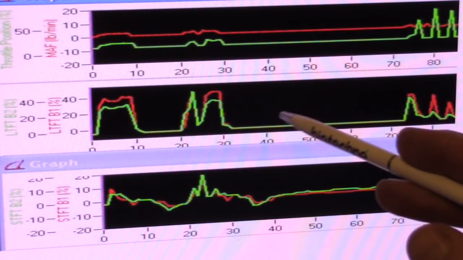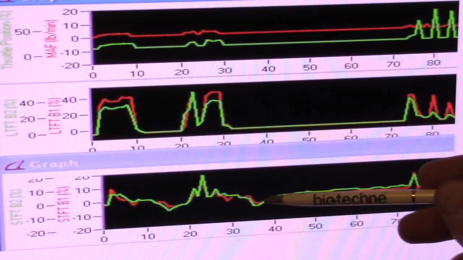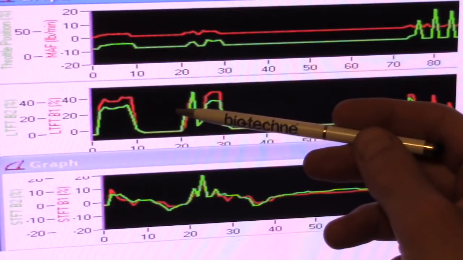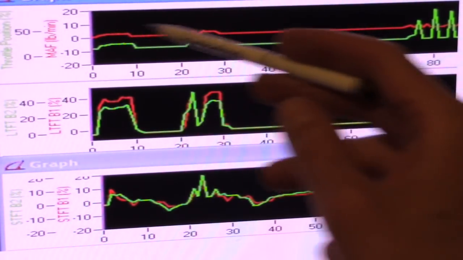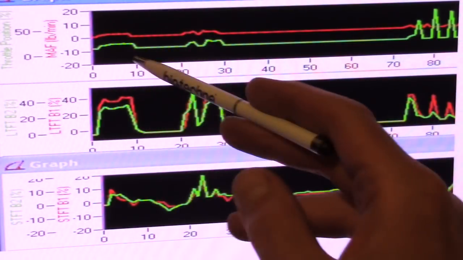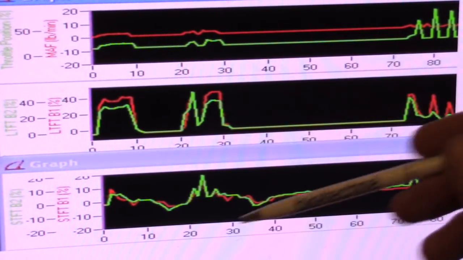But what we've got is the data, and these top two graphs are the ones of interest. This is short-term fuel trim down here. This is the bank 1, bank 2 long-term fuel trim. And up here we've got in red the mass airflow in pounds per minute and throttle position. I did not have RPM on this one, would have been nice, I guess.